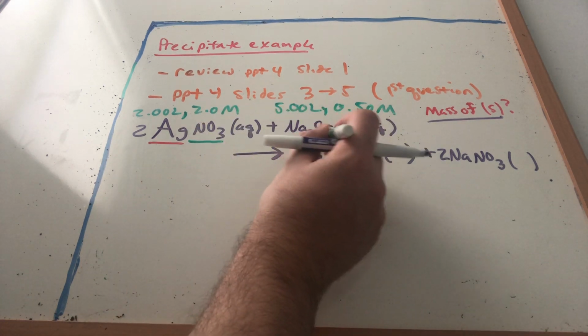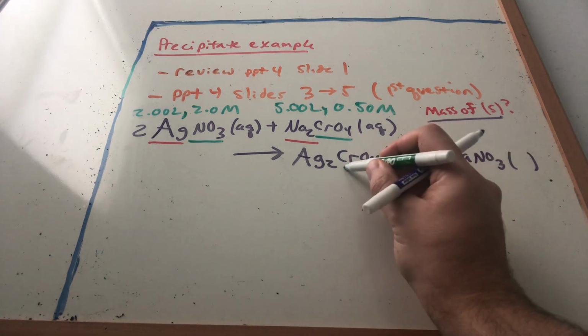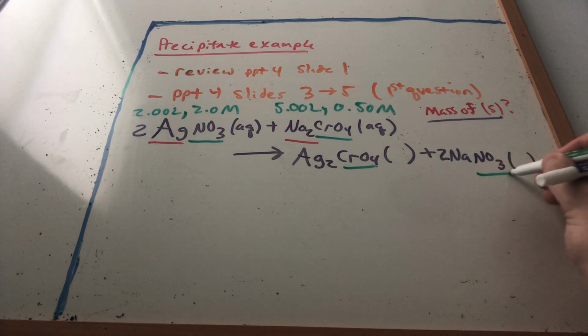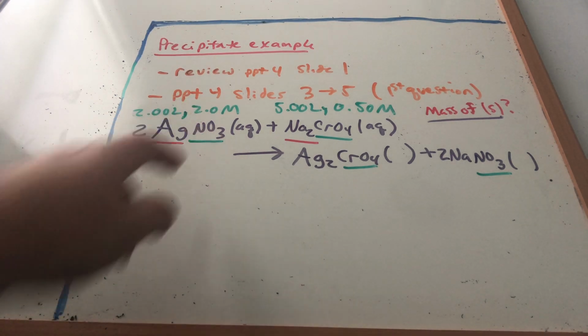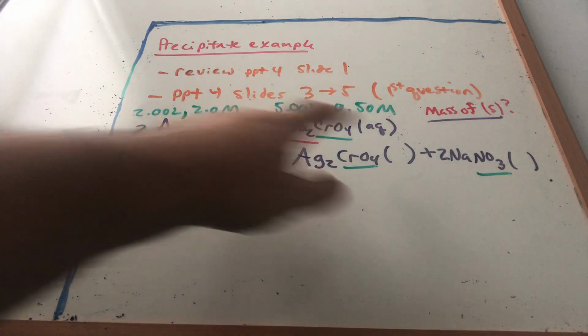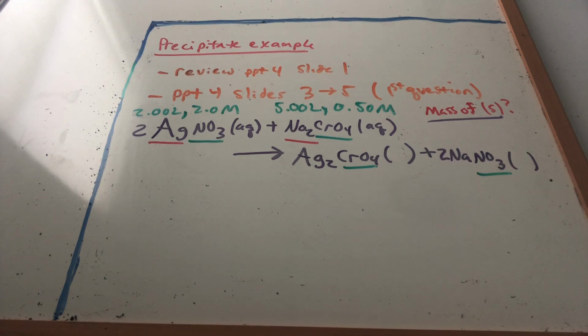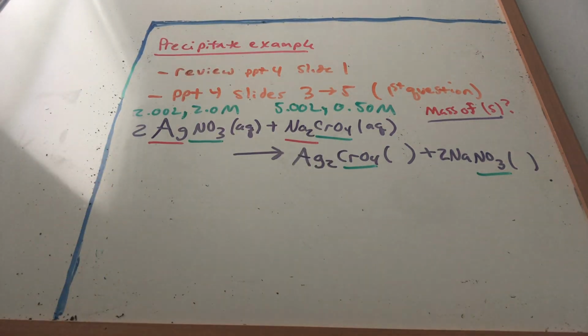Notice that oxygen is found in chromate and in nitrate, but chromate shows up on this side of the reaction as a whole chunk, and nitrate shows up on this side of the reaction as a whole chunk. So don't balance nitrogens separated from oxygen, balance nitrates. Here there are 2 nitrates, and here there are 2 nitrates, so I know I'm balanced. Here there's 1 chromate, and here there's 1 chromate, so I know I'm balanced.